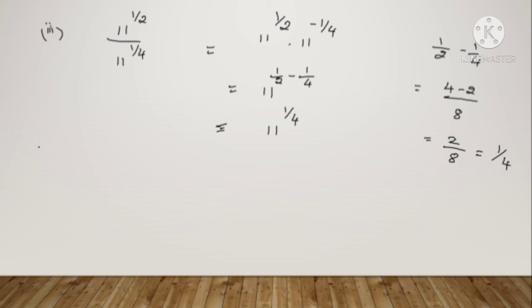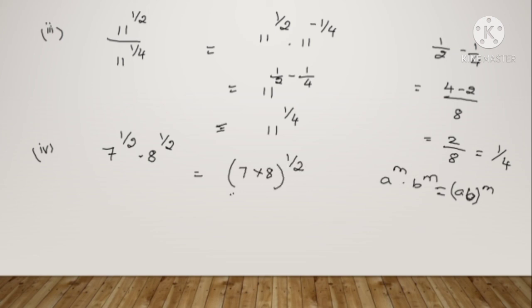Next, fourth subdivision. 7 to the power 1 by 2 into 8 to the power 1 by 2. Here the base is different but the powers are same. According to the laws of exponents, a power m into b power m is equal to ab the whole power m, isn't it? So the same concept, that is 7 into 8 the whole power 1 by 2. 7 8s are 56. So 56 to the power 1 by 2 is the answer.